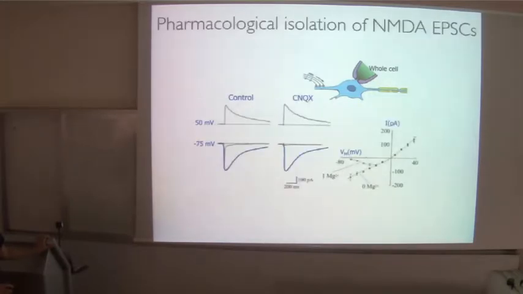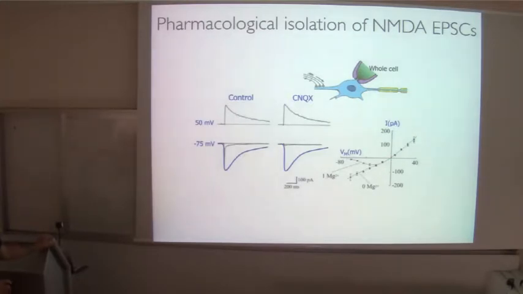This is non-linear. It depends on the voltage, and what happens is that at some voltages, around -40, you get the maximum conductance, the maximum inward current, and then if you depolarize the membrane more and more, you start to get outward current. And the reversal is also very close to zero. So this is the reversal potential.